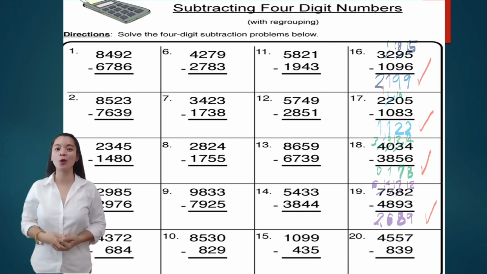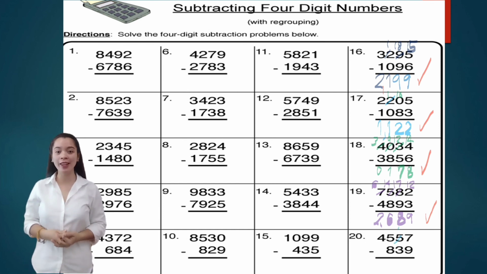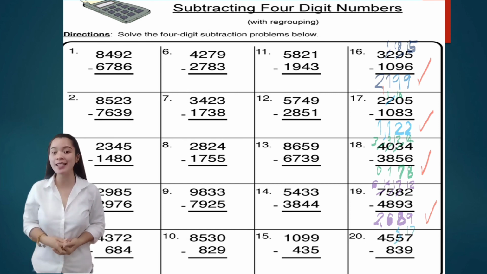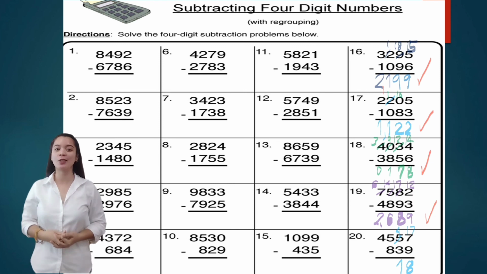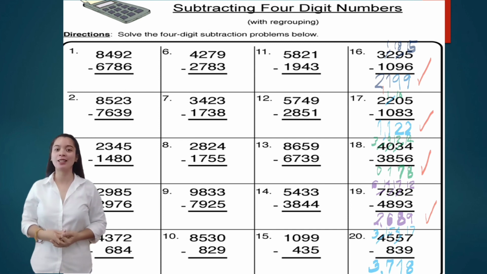Next, we have here 4,557 minus 839. 7 minus 9 cannot be, so let's borrow from 5. So 5 becomes 4 and 7 becomes 17. So 17 minus 9 equals 8. 4 minus 3 equals 1. And 5 minus 8 cannot be, so let's borrow. We have 3 here and 15 here. So 15 minus 8 equals 7 and bring down 3. So we have our answer 3,718. Okay, let's check your answer. Check.